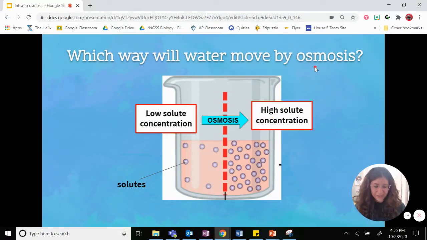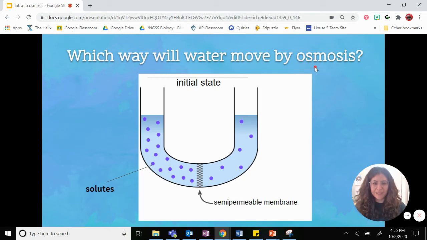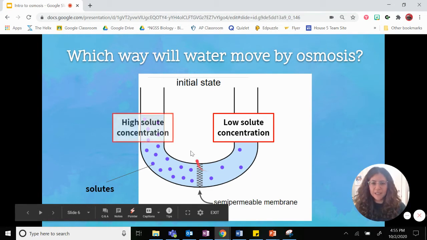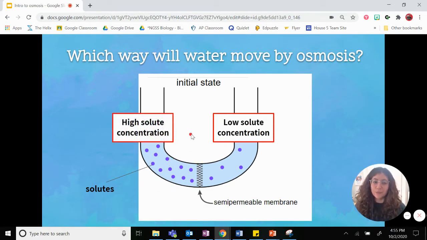Okay, let's try another one. How about in this one? Which way is water going to move? Okay, so we're going to follow the same protocol. This one's low solute. It has fewer of the purple dots. The left side is high solute. It has more of the purple solutes. So which way is water going to move? In this example, it's going to move to the left, always towards the side with more solute, high solute concentration.